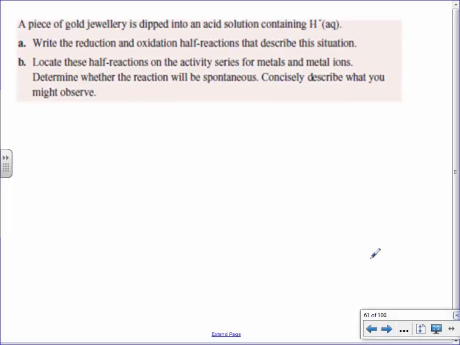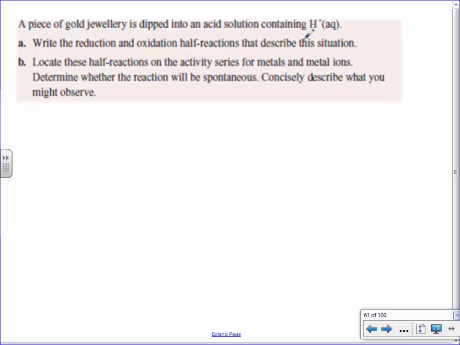I want to show you where something is not spontaneous. What we're going to do here is dip some gold in some hydrochloric acid. And with the hydrochloric acid, all I care about is the hydro part of it, because the acid is based on this H plus part right here. Now, in theory, this should work.